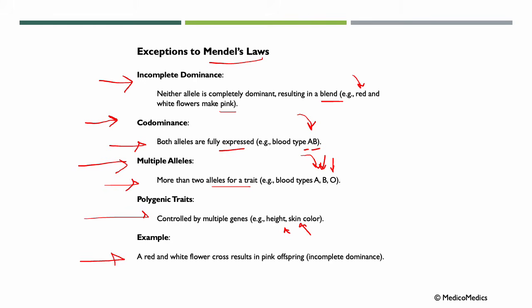Example, a red and white flower cross results in a pink offspring. That's an example of incomplete dominance. So not all traits follow simple dominant-recessive rules. Some traits mix or show multiple versions at once.